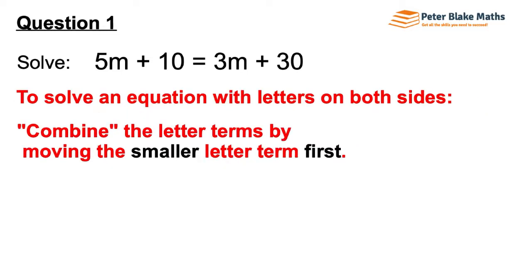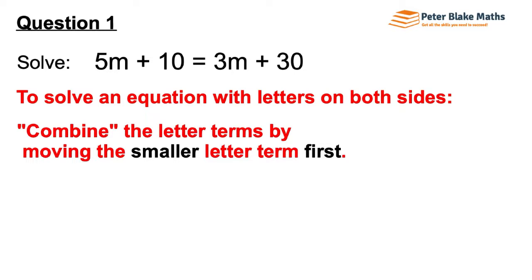Now this equation here has letters on both sides, so for that approach, solve an equation with letters on both sides. Try to combine the letter terms by moving the smaller letter term first. We've got a 5m and a 3m, so I'll be looking to move the 3m first. These questions go much smoother if you focus on moving the smaller letter term first.